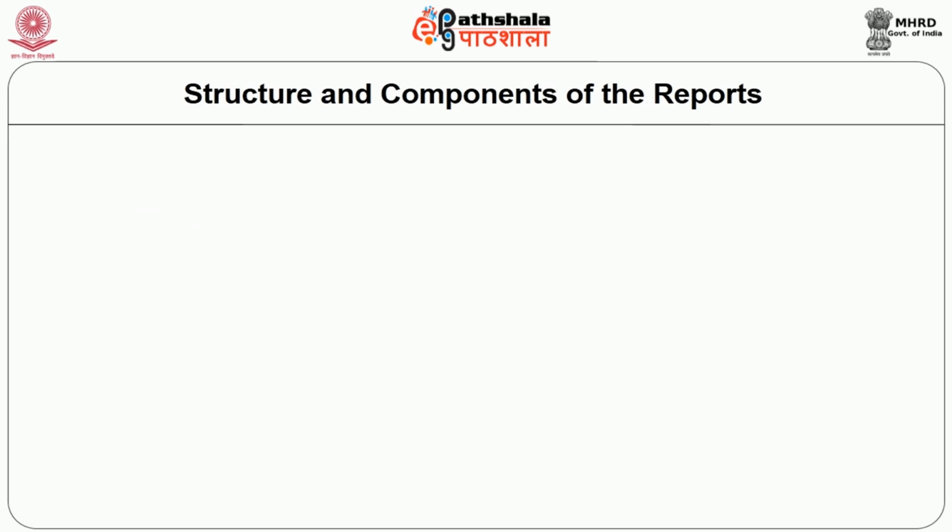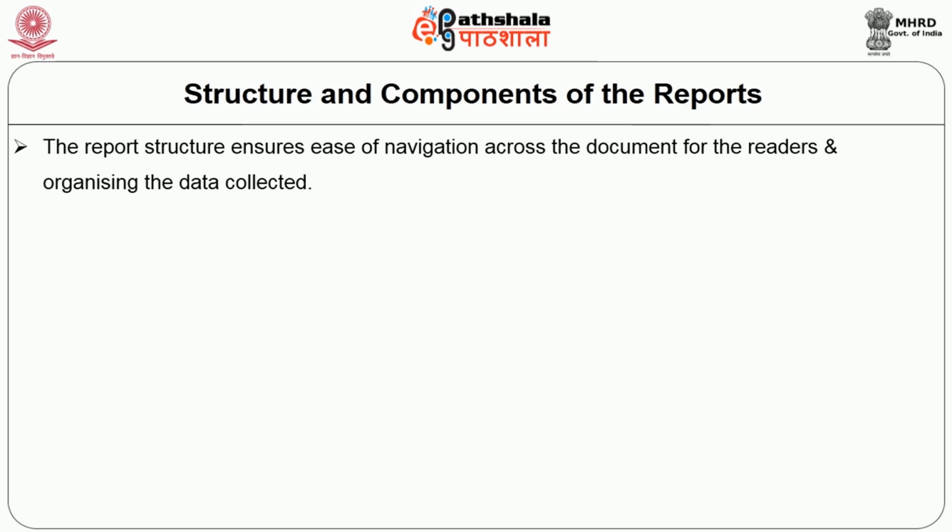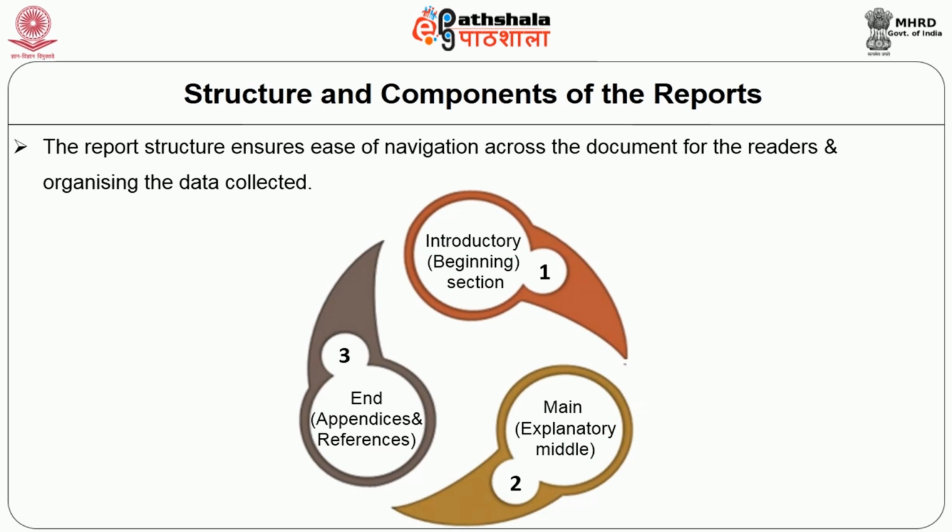Writing needs to follow a structure and can be divided into several components. These are described in the following section. The structure and components of the reports. The report structure ensures ease of navigation across the document for the readers and organizes all the data that is collected. Usually the components of a report include 3 parts: the introductory section, the main and explanatory middle section, and the end with appendices and references.